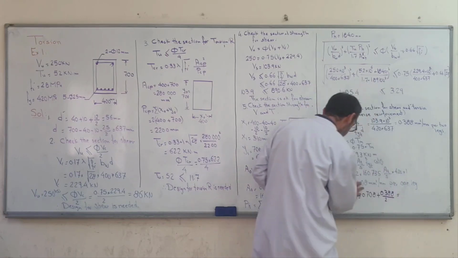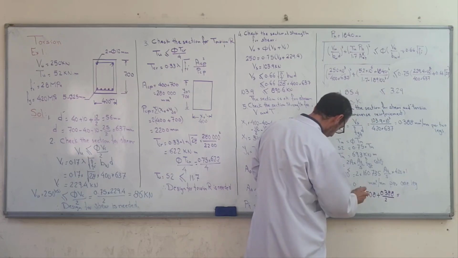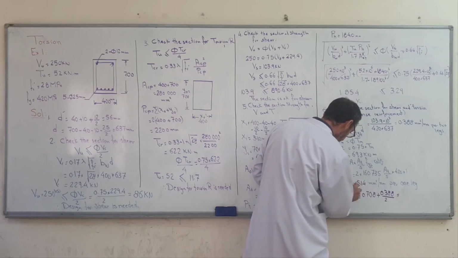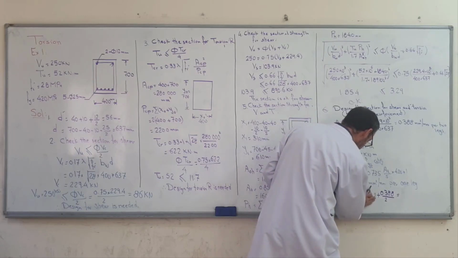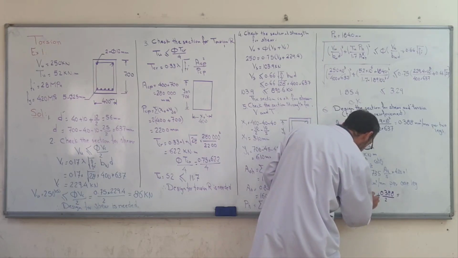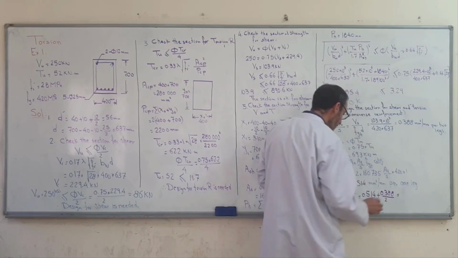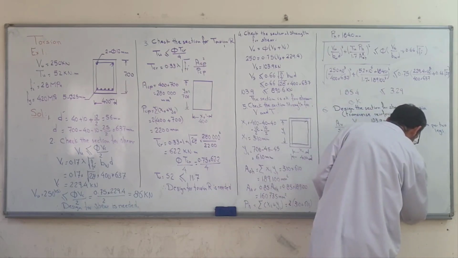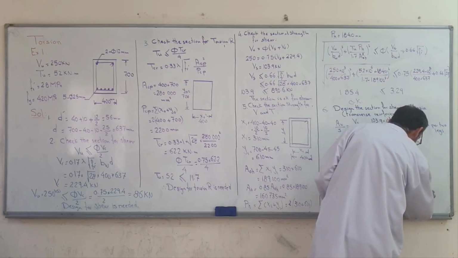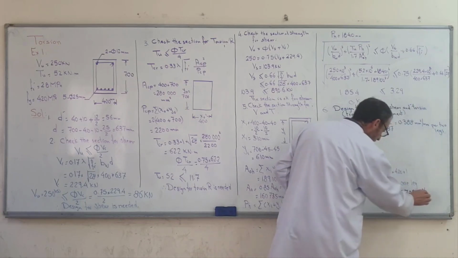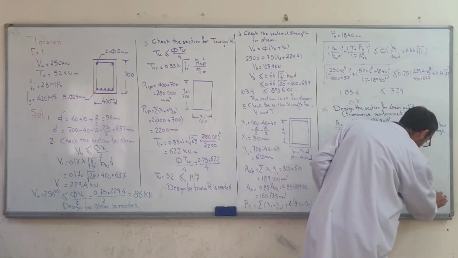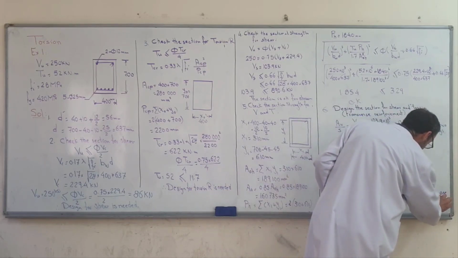Sorry, this number is wrong. It is equal to 0.514. The 0.514 total is equal to 0.708 millimeter square per millimeter. I write per millimeter over s per one leg.